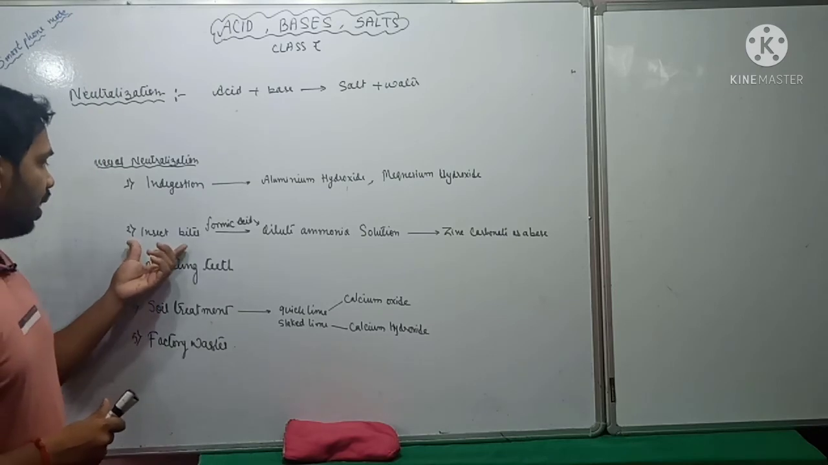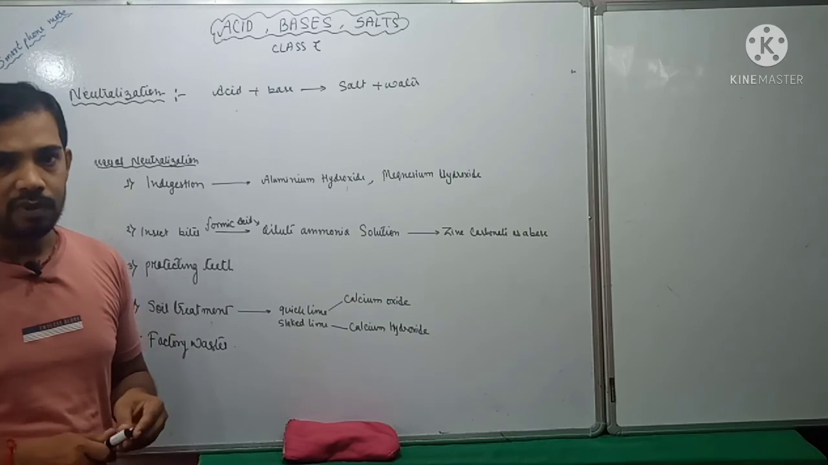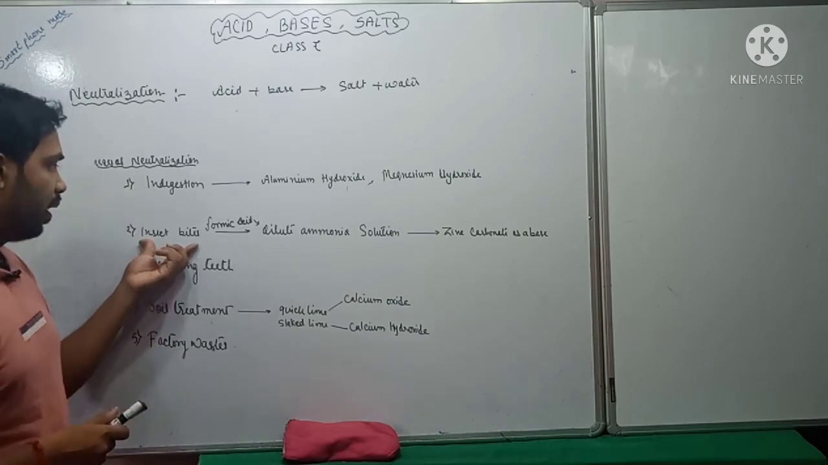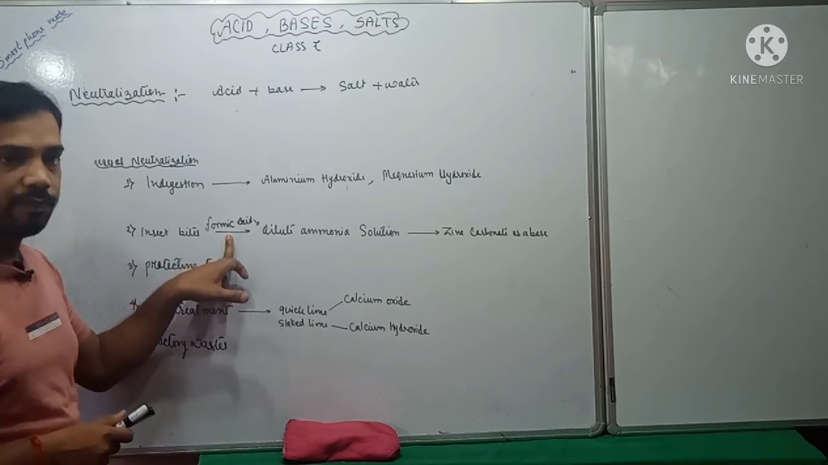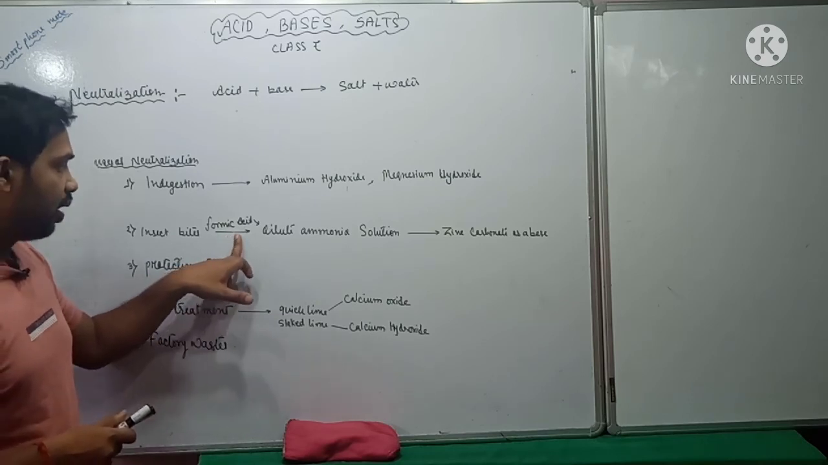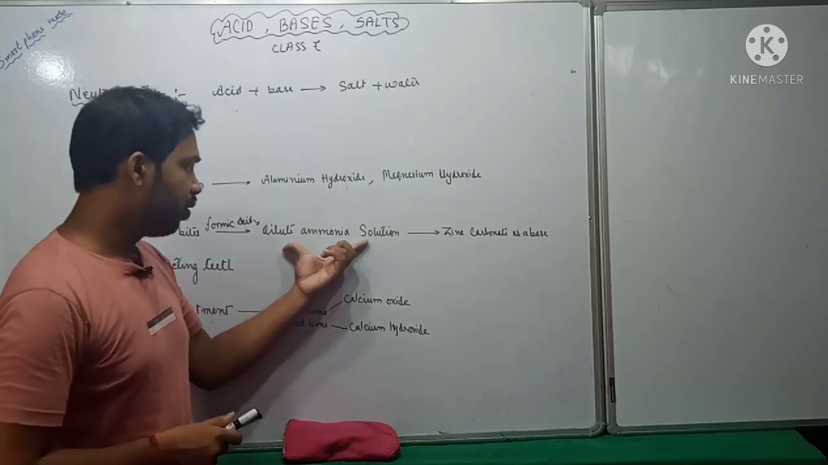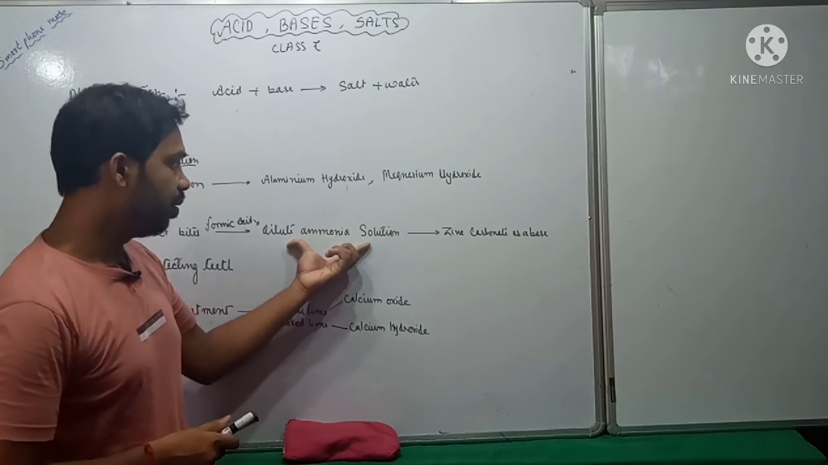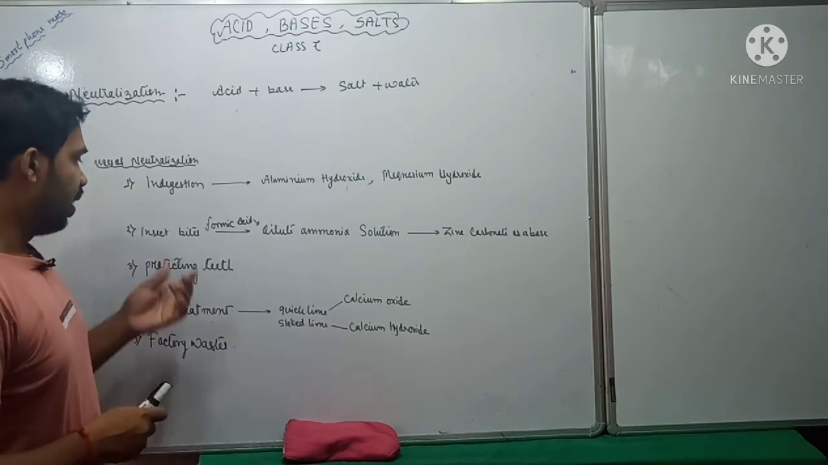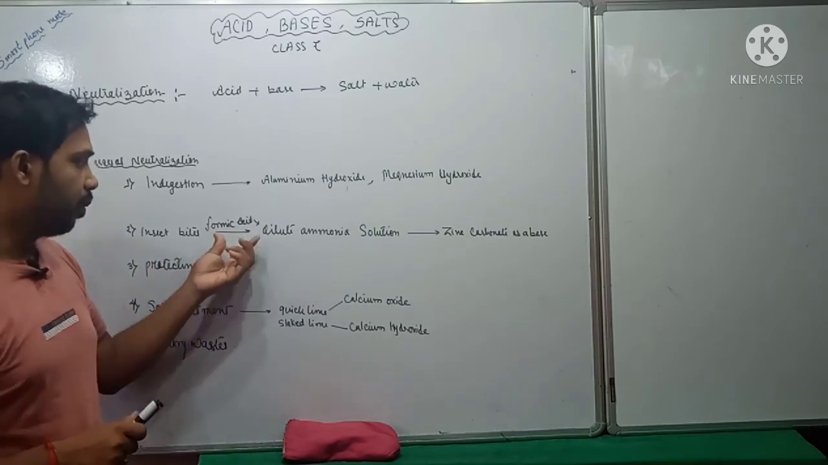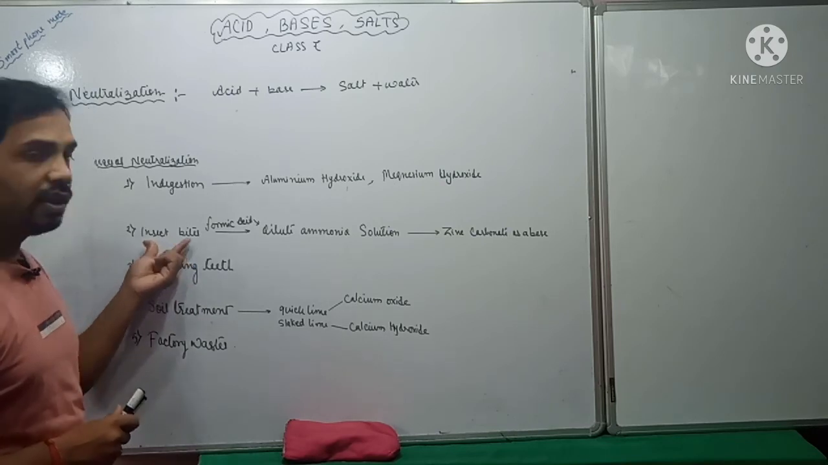Next, insect bites. Insect bites are very painful. When a sting or wasp bites, it releases formic acid, which is very painful. To reduce its effect, we use a dilute ammonium solution. This dilute solution contains zinc carbonate as a base, which neutralizes the formic acid. In this way we treat patients who have insect bites.